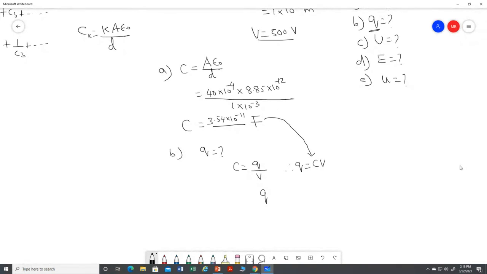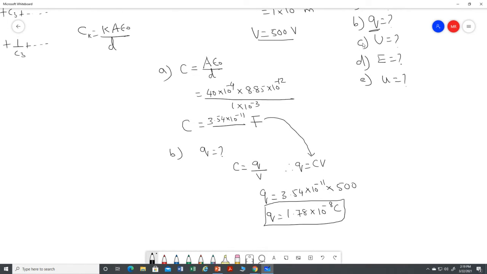So Q is equal to 3.54 multiplied by 10 to the power of minus 11 multiplied by my voltage, 500. So what should be the answer, my dear? Tell me the correct answer. 1.78 multiplied by 10 to the power of minus 8 coulomb. So this will be the answer for the second question. Clear? Clear, my dear?